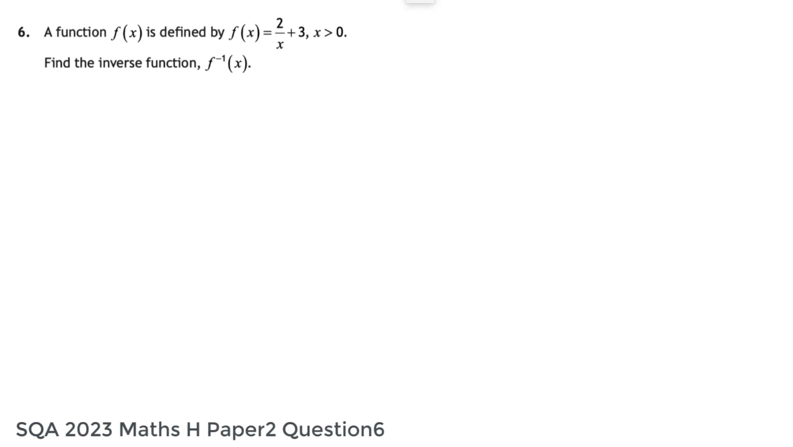Here we have question 6, and we're given a function f of x, defined by this formula, 2 over x plus 3, and we have to find the inverse function. Now there's a couple of ways of doing this. So let's look at method 1.